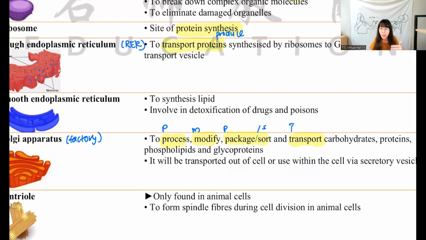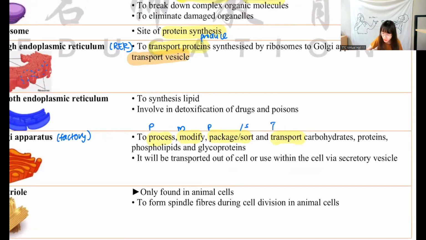If they want to transport things, they have to use a transporter. So the transporter right now is who? The transporter will be transport vesicle and secretory vesicle. Every vesicle contains something. Usually vesicles are circle shaped, and inside there are things.